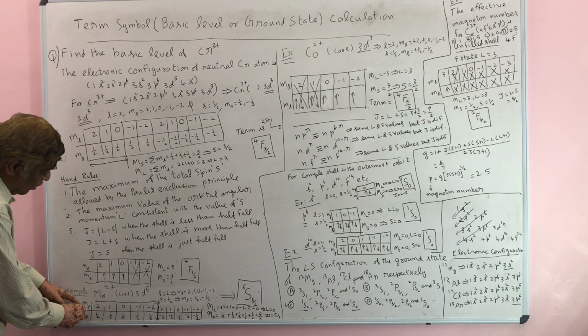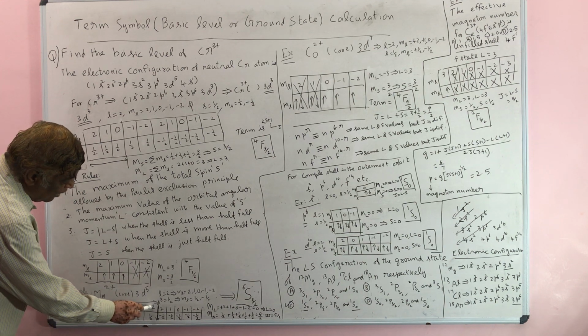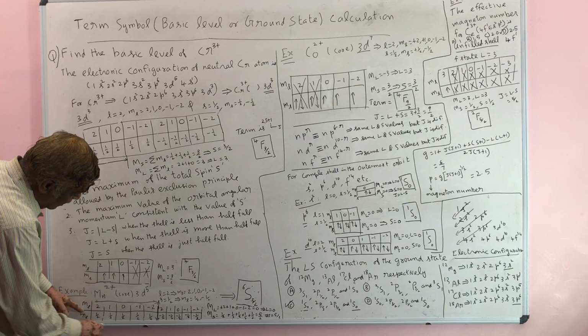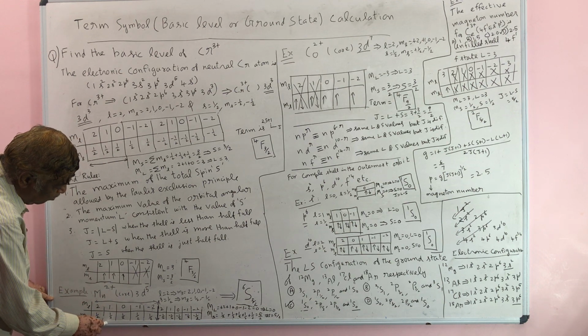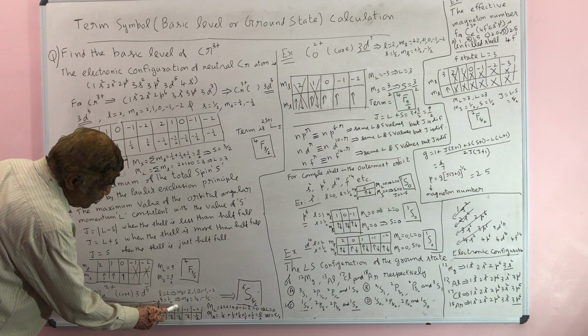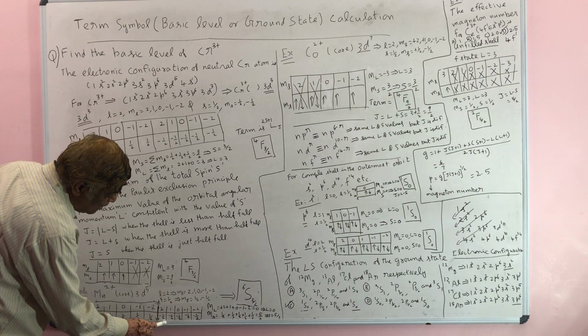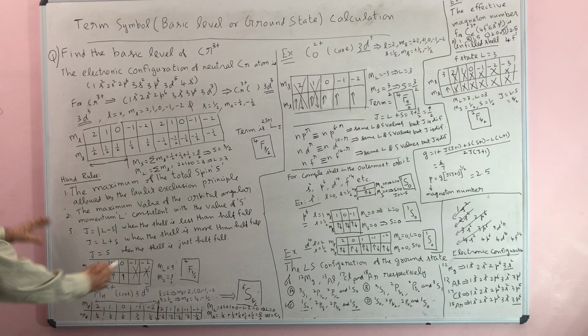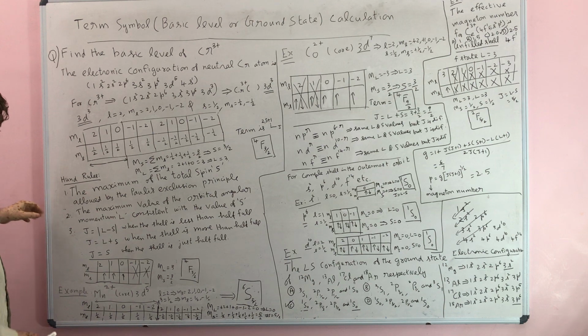So you first write down ML: 2, 1, 0, minus 1, minus 2. Then the spins are plus half, plus half, plus half, plus half, plus half, and for 2, 1, 0, minus 1, minus 2, the spins are minus half. So you first write down all the possible states. Now, there are 5 electrons.